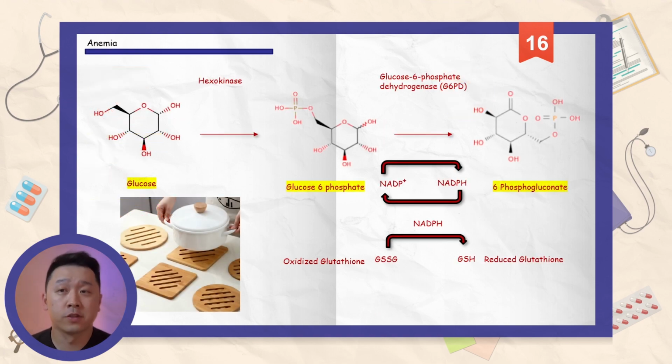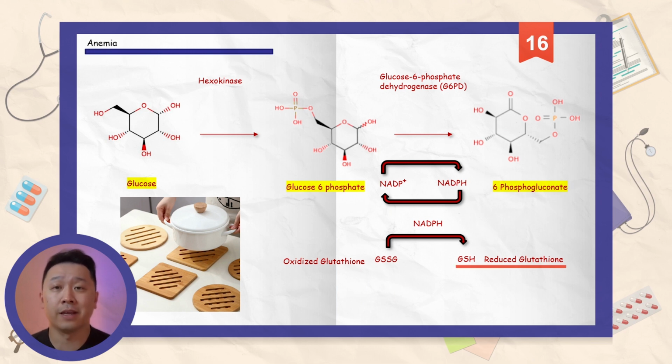Glucose is first converted to glucose 6-phosphate via the enzyme hexokinase. Glucose 6-phosphate is then converted into 6-phosphogluconate by utilizing the enzyme G6PD with NADP positive as a cofactor. This process is important because if there's a lack of the G6PD enzyme, then there is less NADPH being created, which means that less NADPH is used to reduce GSSG to GSH.